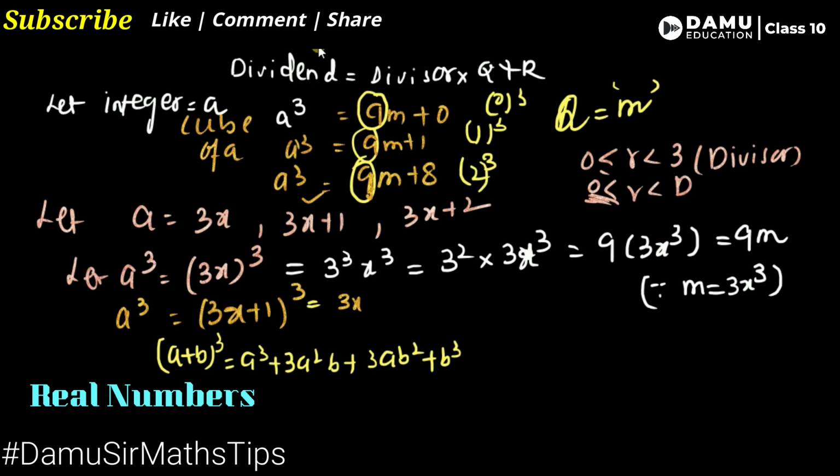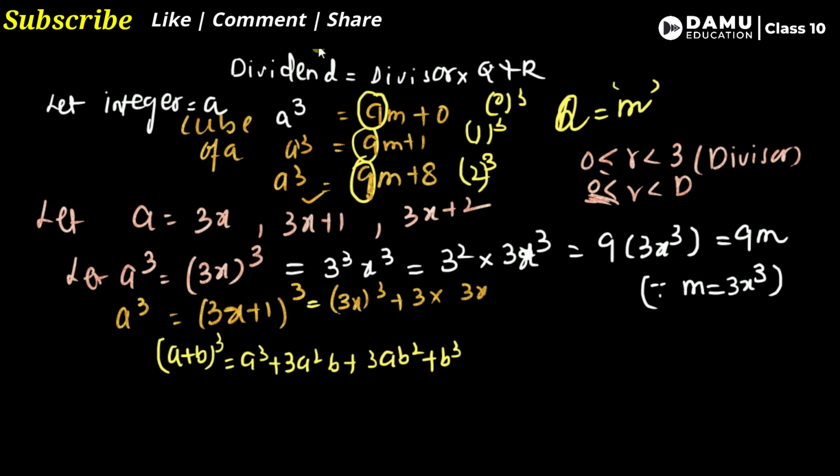That is (3x) whole cube plus 3 into a square, that is (3x) whole square, into b as usual, that is 1, plus 3 into 1, what is it? 3x into b square, that is 1 square, plus 1 cube. Now this one we are going to extend here.